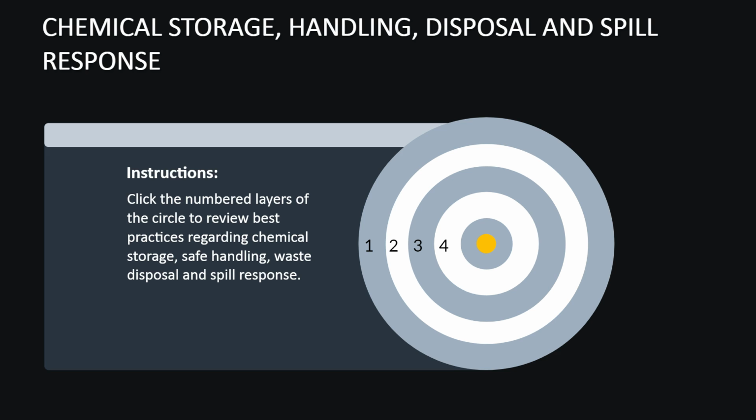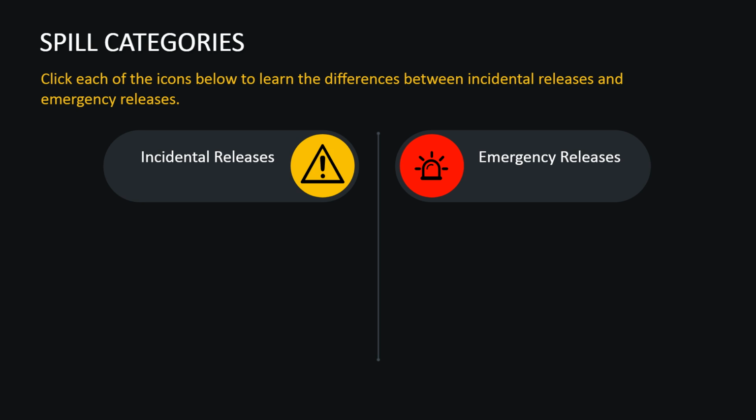Now let's review the best practices to use in handling and storing chemicals, disposing of chemicals, and responding to spills. Click the numbered layers of the circle in order to review these best practices. Spills fall into one of two main categories: incidental releases, which can be addressed by properly trained staff, and emergency releases, which must be addressed, supervised, and cleaned by the OSHA HAZWOPER trained response team. Let's take a closer look at what to do for each category.